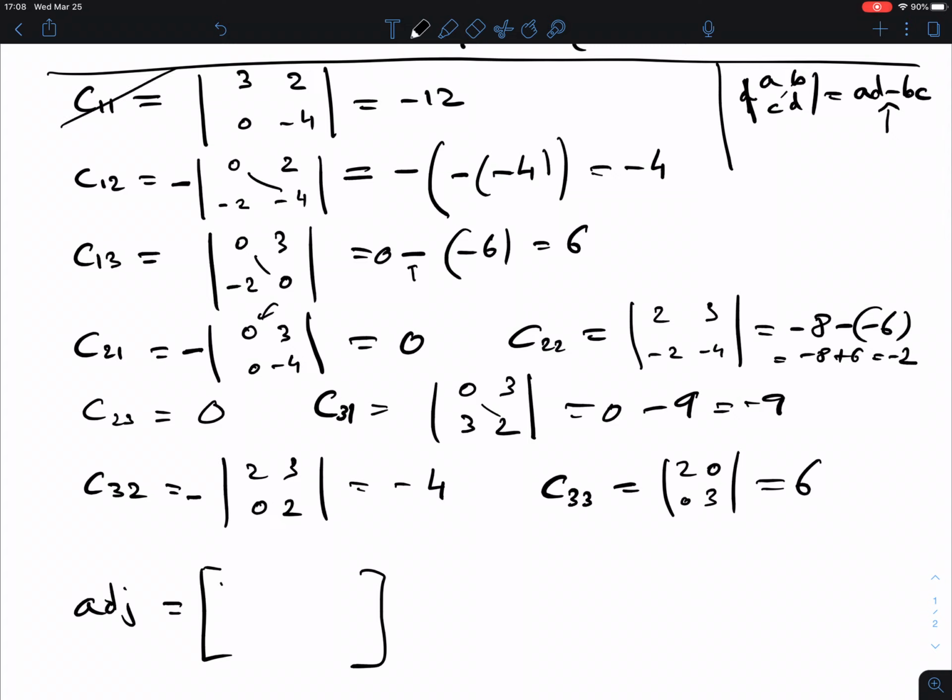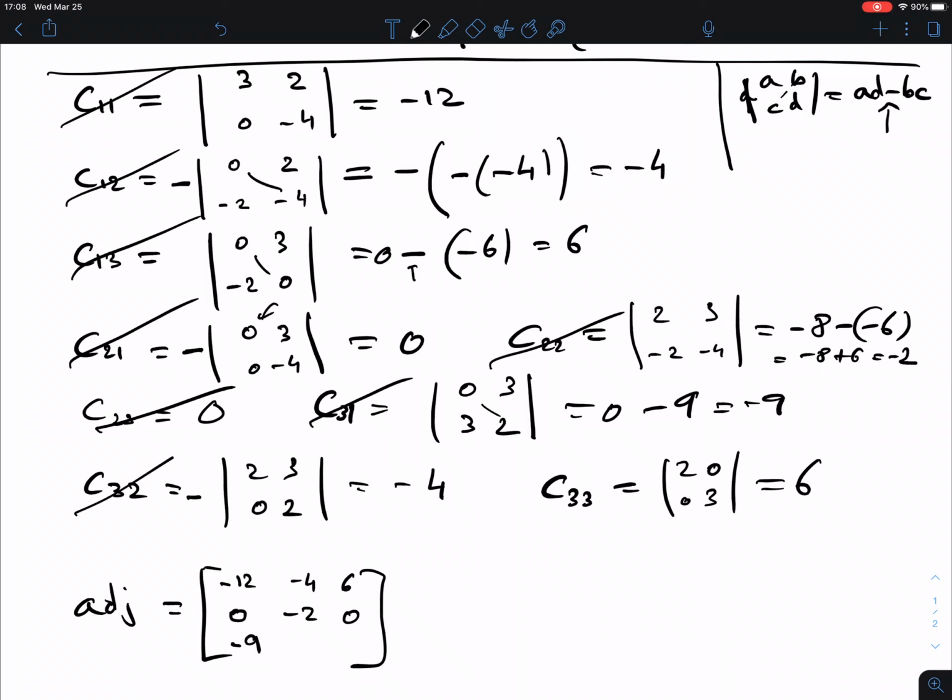C11, position 1, 1, that is this one. C12, first row, second column, so that goes here. C13 goes here. C21, which is 0, this is second row, first column, so it goes here, 0. C22, that's negative 2, that goes here. C23 was also 0, right? Okay, yep, good. What else? So we did this one. C31, that's third row, that's negative 9. C32, negative 4, and then C33, 6.